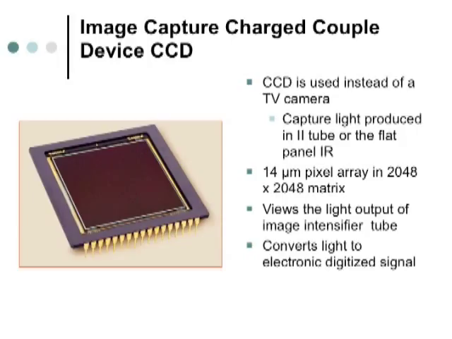So a charge coupled device instead of a television camera. The pixel array for these charge coupled devices is 2048 by 2048. This is at the output phosphor of the image intensifying tube, and it's going to convert your light to a digital image for you. It doesn't break down. That's the great part about it.